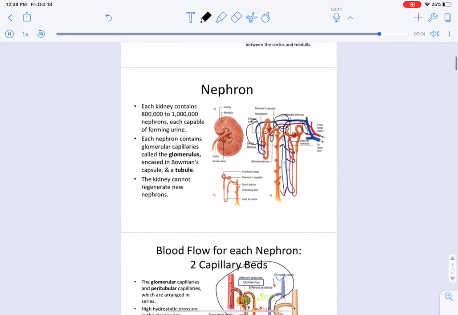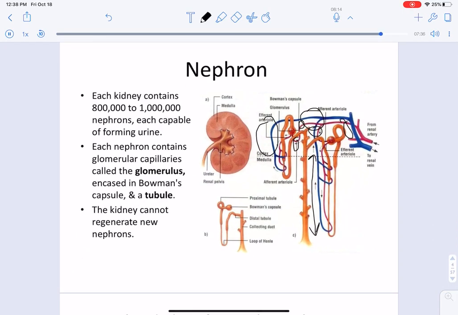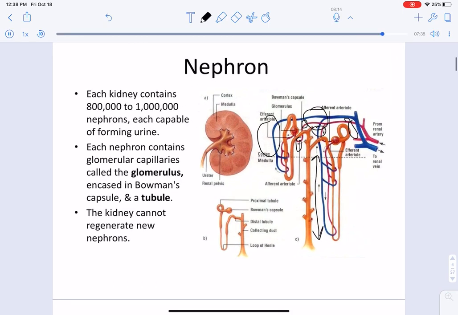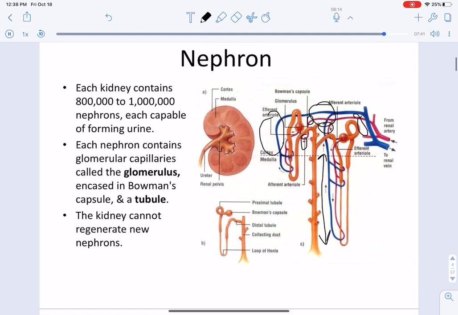But for our things, we're thinking about how we are going to regulate blood pressure, and that's the swapping back and forth of minerals between the peritubule capillaries and the nephron tubule, which is the proximal convoluted tubule and distal convoluted tubule and the collecting duct.